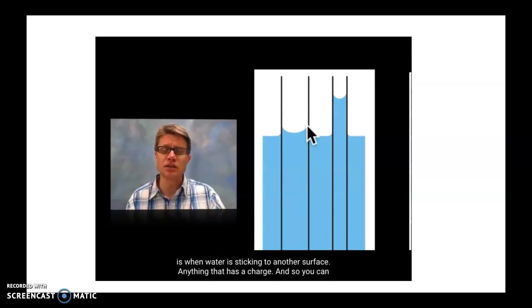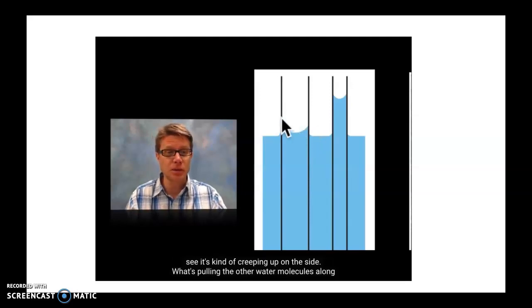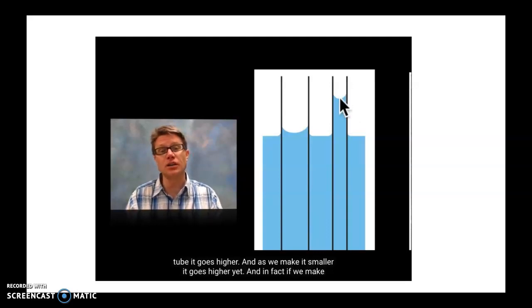Adhesion is when water is sticking to another surface, anything that has a charge, and so you can see it's kind of creeping up on the side. What's pulling the other water molecules along with it? That's going to be cohesion. But you can see as we decrease the size of that tube, it goes higher, and as we make it smaller, it goes higher yet.